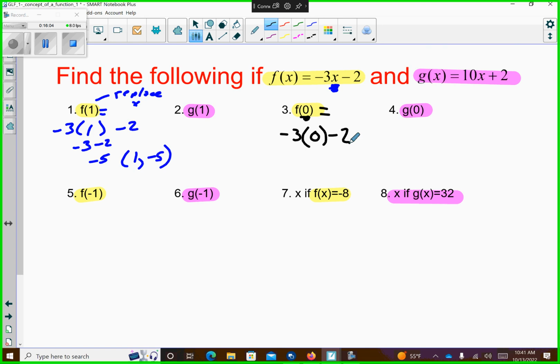All right, for problem number 5, what am I going to do with this -1? So I'm going to go -3 times what used to live in these parentheses? X. What's going to live there now? -1. Okay, I'm going to replace x with the -1. What's -3 times -1? +3. What's 3 minus 2? 1. What point is this going to yield me? -1 comma +1.